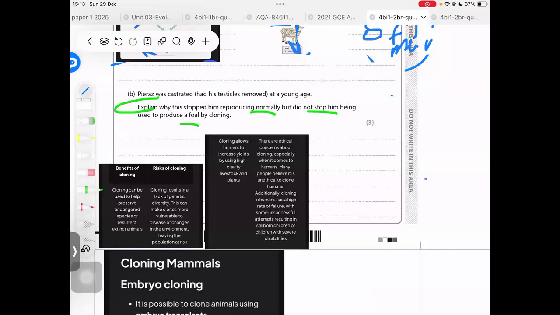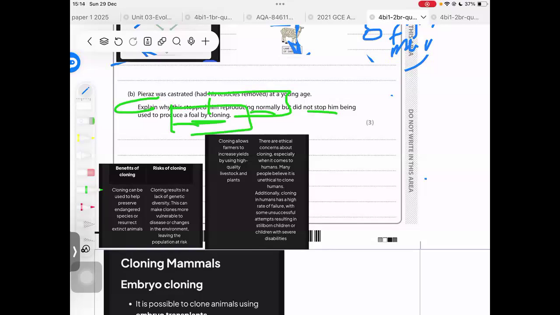So therefore, there's no fertilization. That means he can't impregnate a female. And then you can write down why he could produce a foal by cloning. Now you gave the reason why he can't reproduce normally. Then you have to give the reason why he could reproduce by cloning.